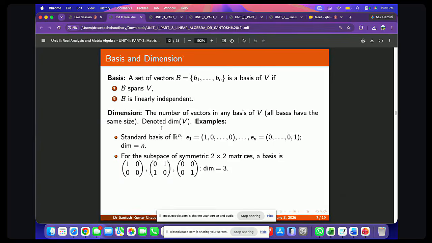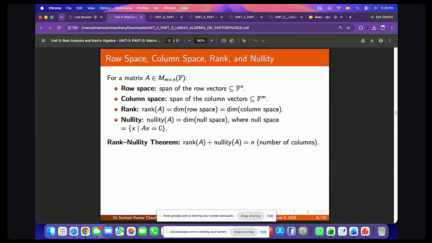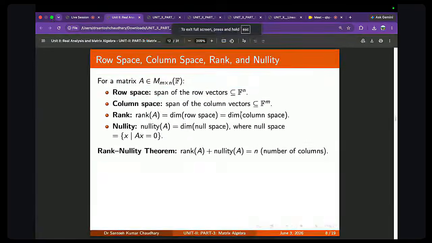So now the next terms are: what is a row space, what is a column space, what is the rank of a matrix, and then what is the nullity or null space. Nullity is a number, the dimension of null space. Null space is a vector space, and nullity is the dimension of that vector space. So for a matrix capital A, which is an M cross N matrix over a field F, you may consider F as the set of real numbers. So you can say A is an M cross N real matrix.